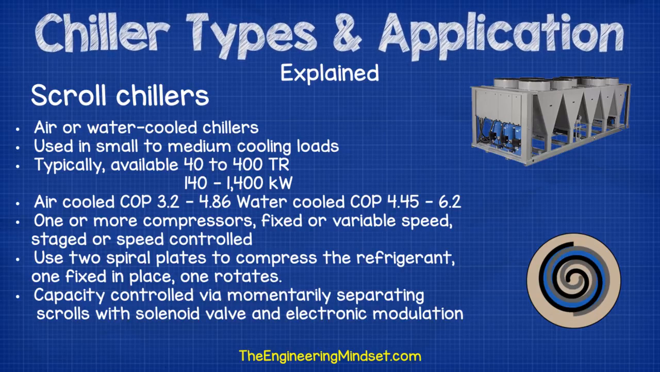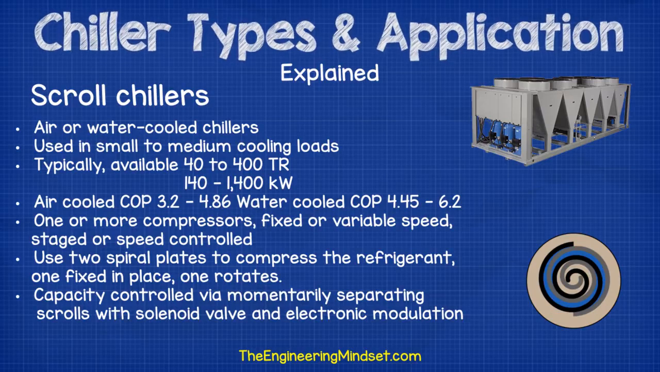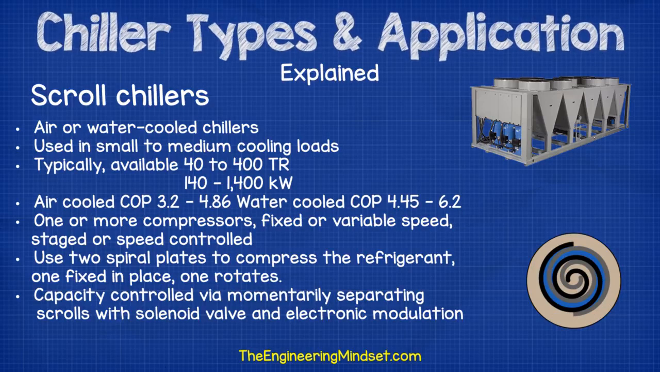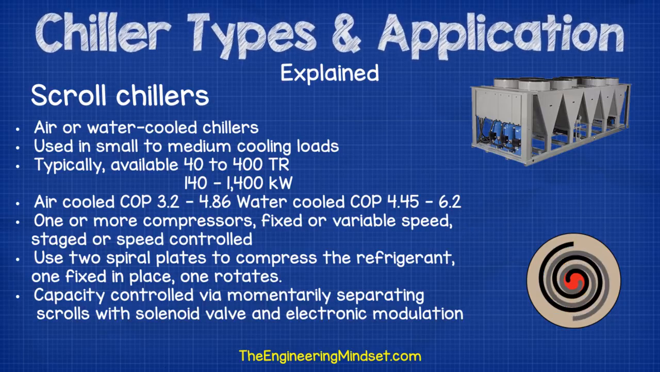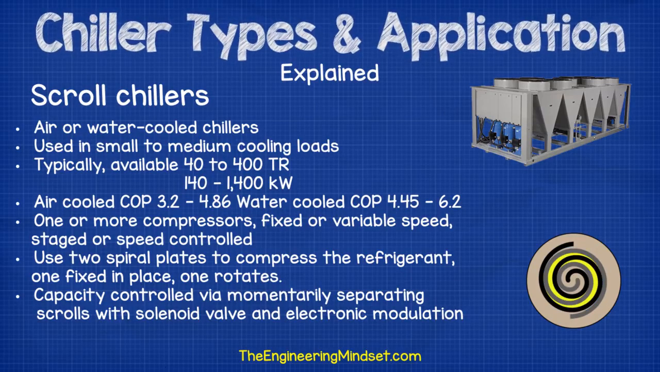Scroll compressors are used for air or water cooled chillers. They are used in small to medium cooling loads, typically available from around 40 up to 400 tons or 140 to 1400 kilowatts. Air-cooled chillers typically have 3.2 up to 4.6 COP. Water-cooled COPs might be 4.45 up to 6.2. They'll use one or more compressors, which can be fixed or variable speed, and they can be stage or speed controlled. They use two spiral plates to compress the refrigerant. One will be fixed in place and the other one rotates. Capacity is controlled via momentarily separating the scrolls using a solenoid valve and electronic modulation.